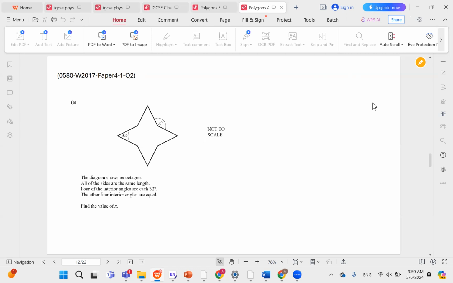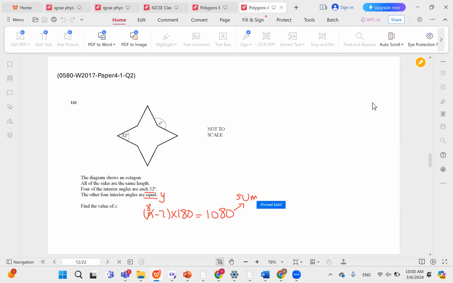So 4 of the interior angles are 32, and the 4 other interior angles are equal. So let's call these y, for example. Each interior angle is y. So the sum of interior angles in an octagon would be n minus 2 multiplied by 180. And n here is 8 because an octagon has 8 sides. So you have 8 minus 2 times 180. 6 times 180 on the calculator gives us 1080. So this is the sum of all angles in the polygon.